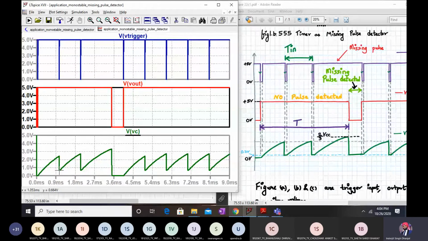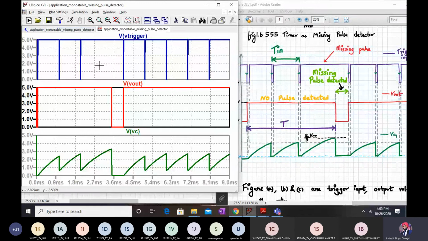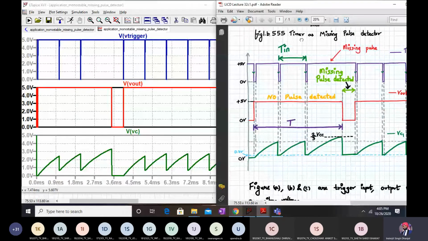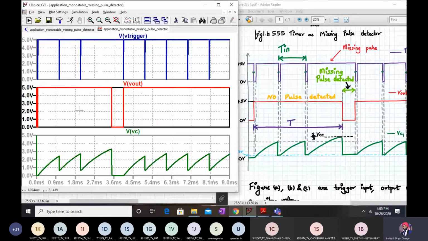Any doubts, anyone? Hello? It's exactly the same thing we have discussed so far. Any doubts, anyone? Or else I can end today's session. So this is how the missing pulse is detected. Here the trigger pulse is missing and it is indicated by a low output pulse. Anyone require clarity in anything? How this has worked? I just explained the working. That was the circuit diagram. Here we have also used BC557B, a PNP transistor, and here are my outputs, which are pretty straightforward.